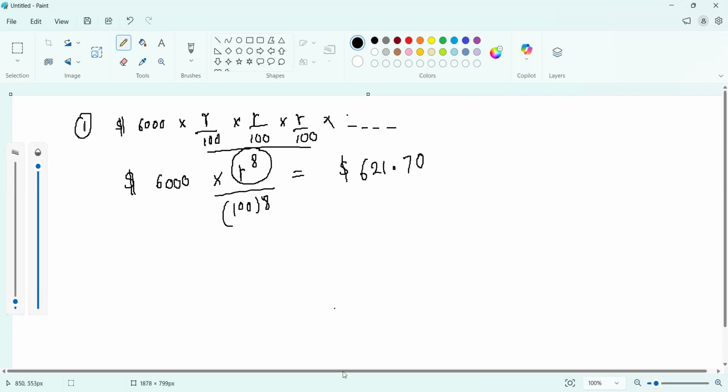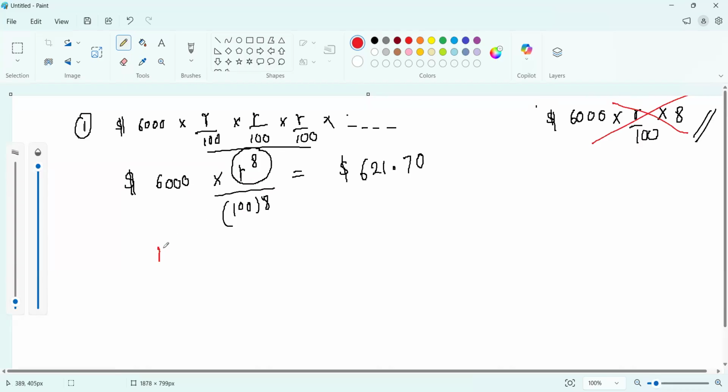Clear? Consider the amount of compound: it is multiplied each and every year. If you are taking simple interest, it's not like that. In simple interest it is R over 100 for 1 year, and for 8 years you multiply by 8. But it's not simple interest, it's compounding. Compound means you have to multiply each and every year. Clear?